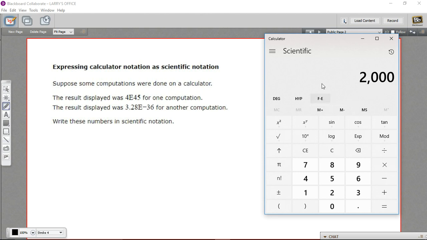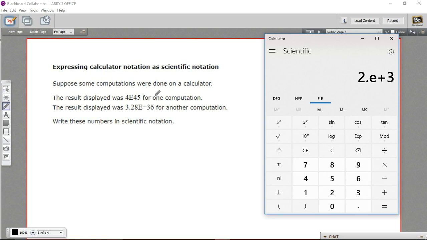Let's press the FE button here. So I get 2 point E plus 3. So it looks to me like this notation is just a short way to say 2 times 10 to the third. So that's what's going on here. This button toggles between your standard notation for numbers and the scientific notation. And that's pretty common in various types of calculators. In this problem here, they want you to go back and forth between these two kinds of notations that you might see on a calculator.